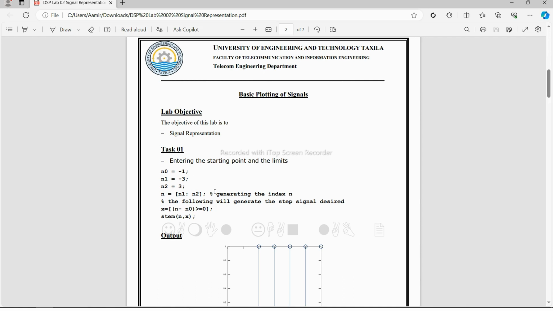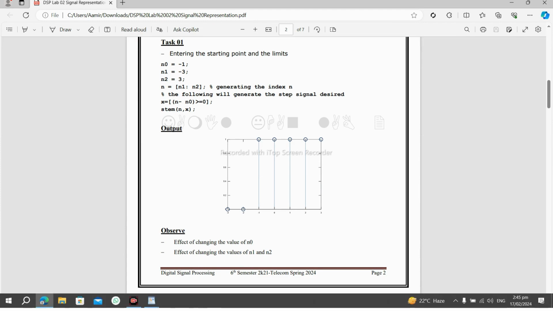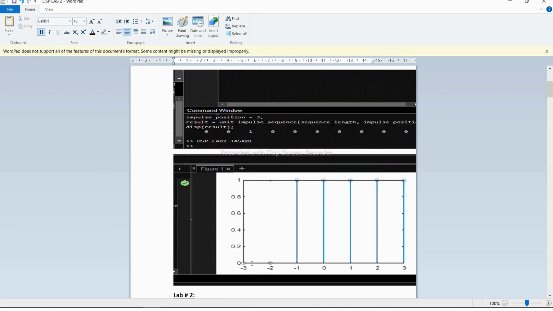So by running the code in MATLAB we get the desired diagram, and we will observe the effect of changing the value of n0 and the effect of changing the values of n1 and n2. I have already performed it in MATLAB, so here you can see the running procedure of the code as well as its output.